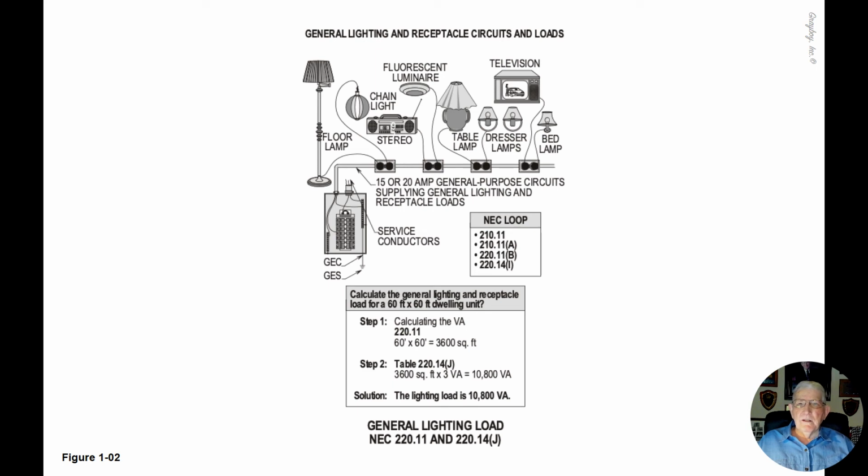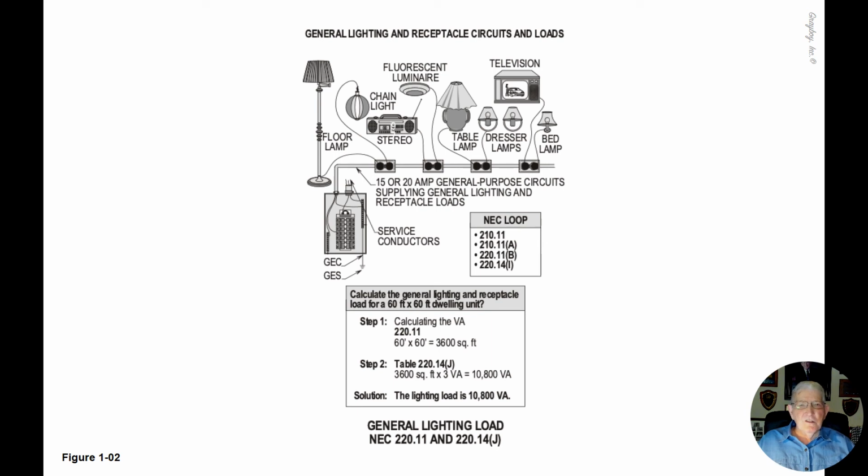Now, the requirement is to calculate the general lighting and receptacle load for a 60 by 60 square foot dwelling in accordance with 220.11. Now, notice in step 1, we calculate the VA. We would apply 220.11 by taking a 60 by 60 square foot dwelling times 3 VA per square foot, which would equal, in step 2, 10,800 VA. But notice we use two steps, step 1 and step 2, to determine this calculation.